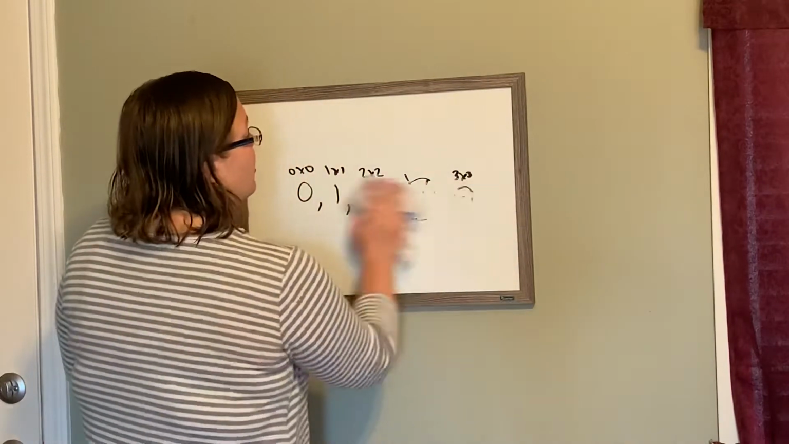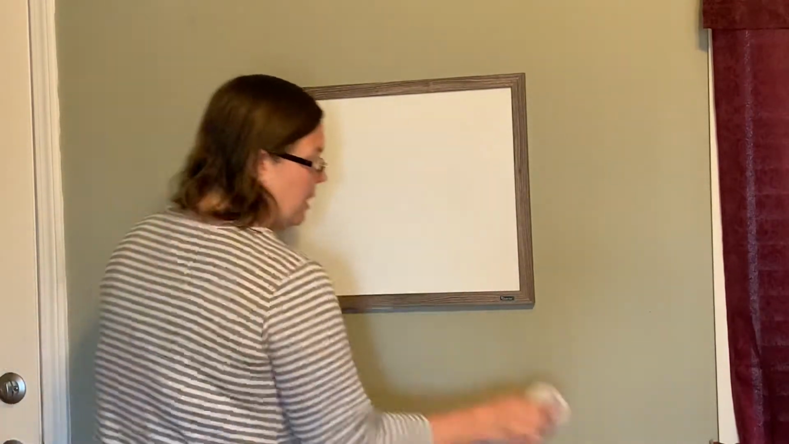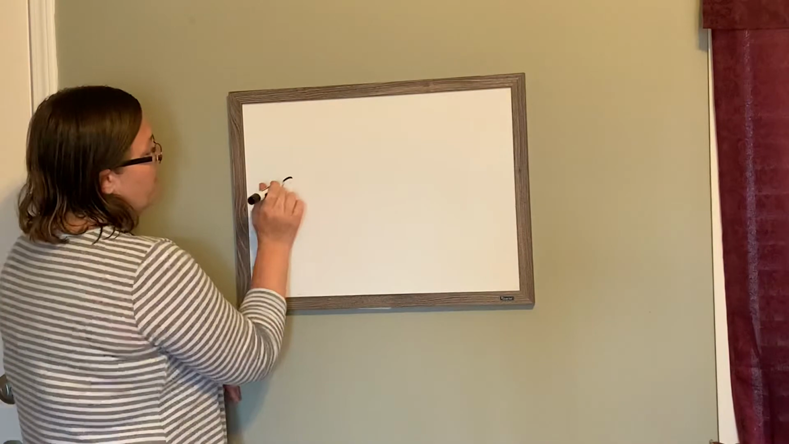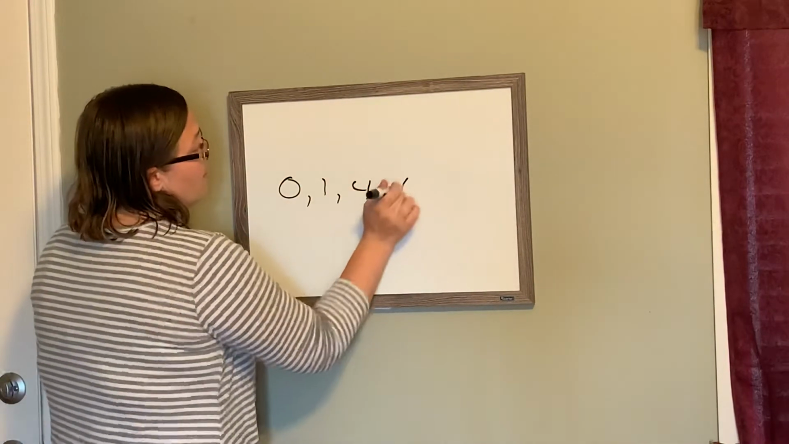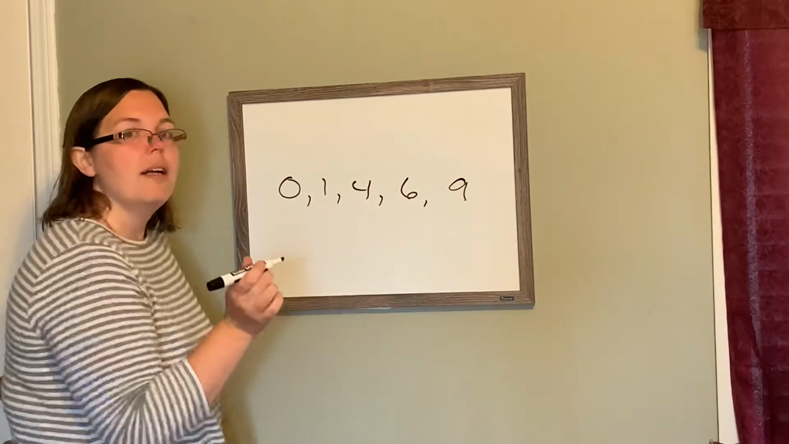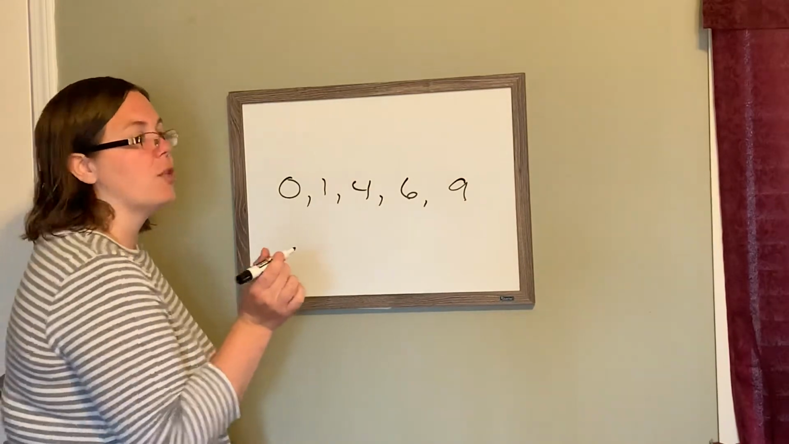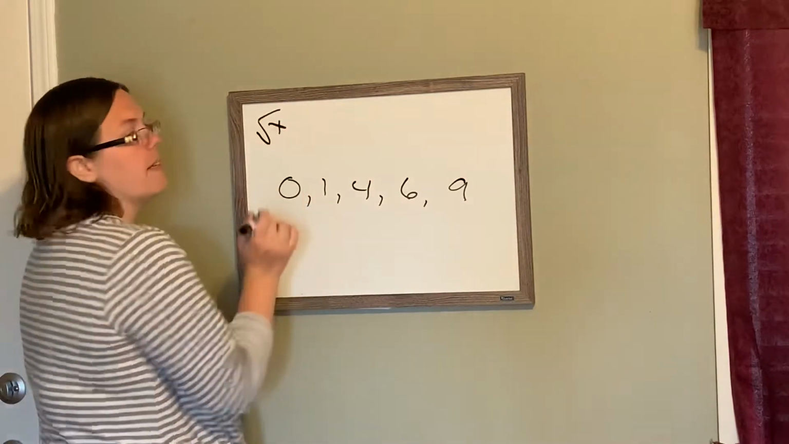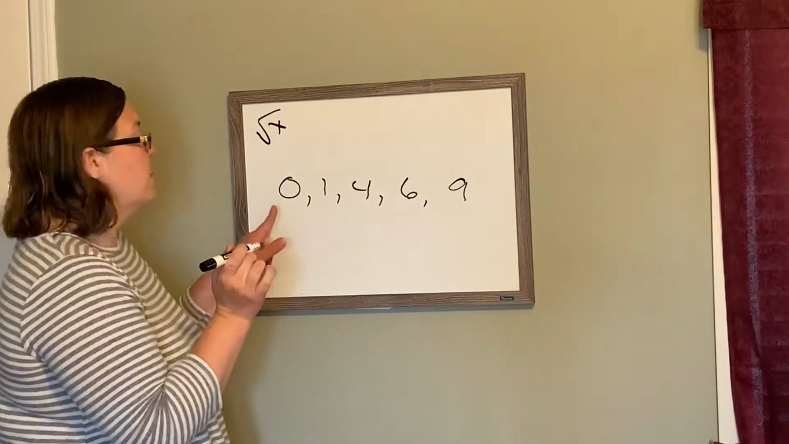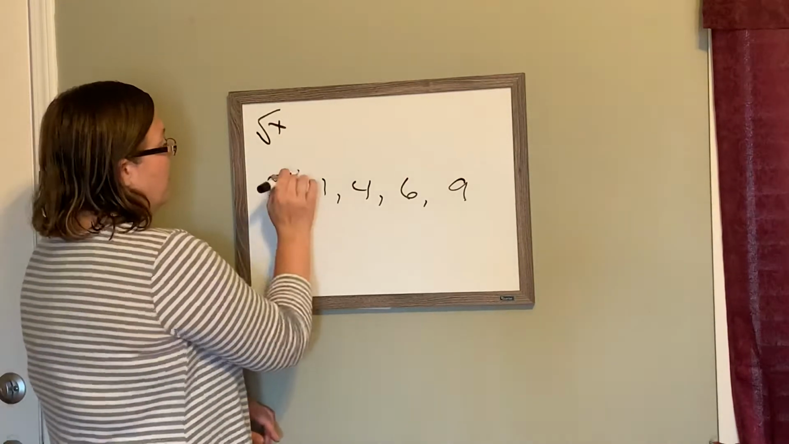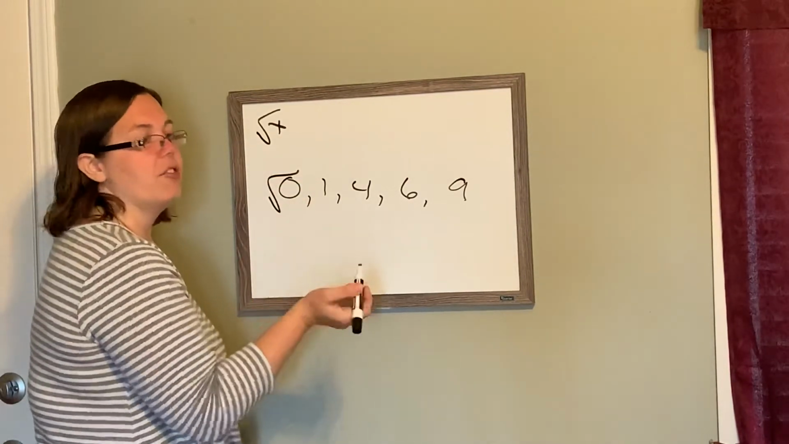Let me show you a way using the calculator. Let's put our numbers back up again. We had 0, 1, 4, 6, and 9. There's a button on your calculator called the square root button. It looks like that. What you do is put the number in your calculator, hit the square root button, and it gives you an answer.